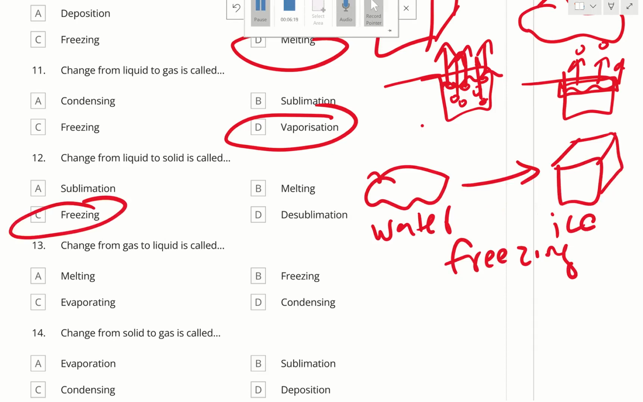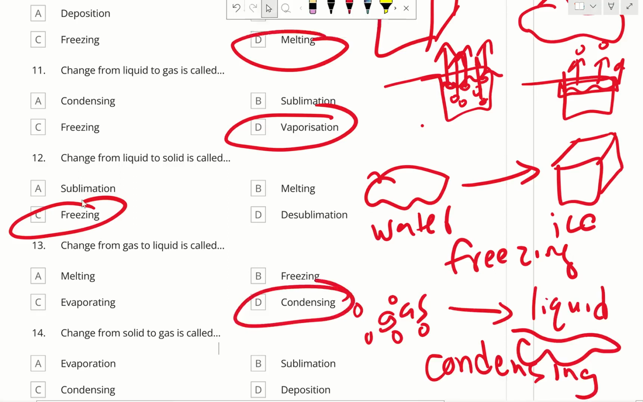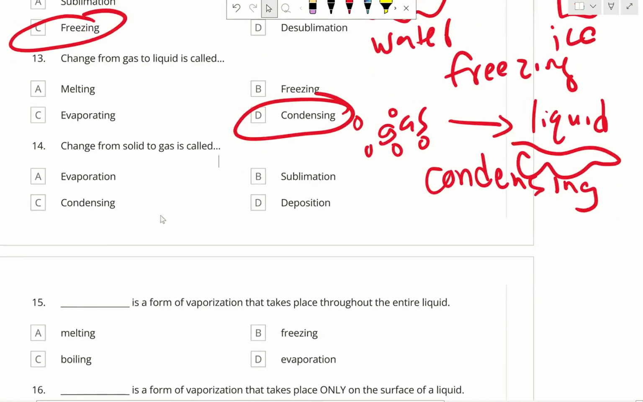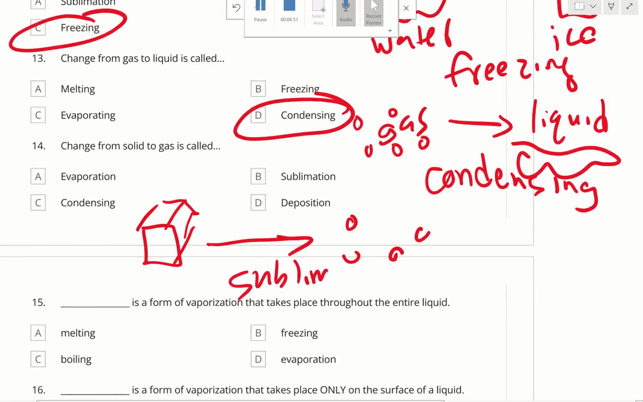Number 13, if I change from a gas to a liquid, so a gas to a liquid is called condensation or condensing. And changing from a solid to a gas is called sublimation.